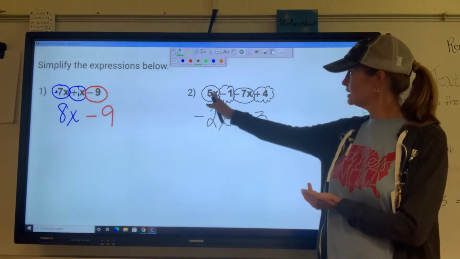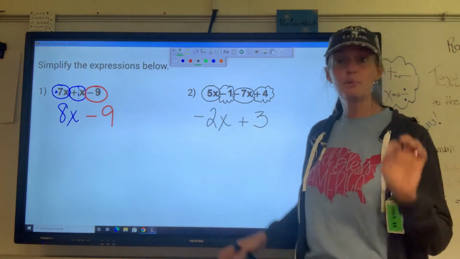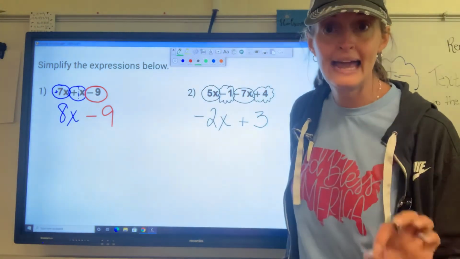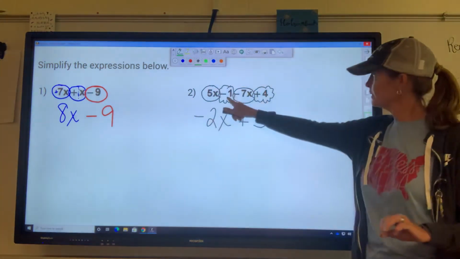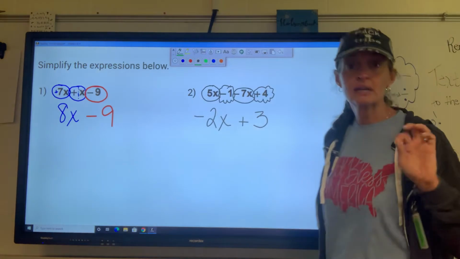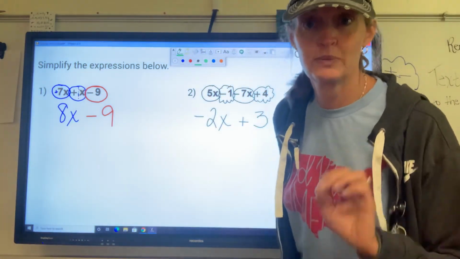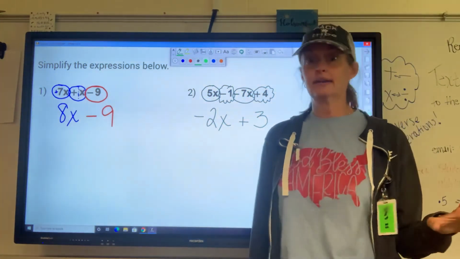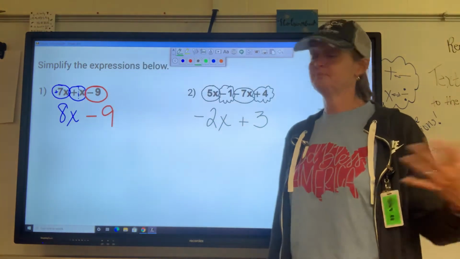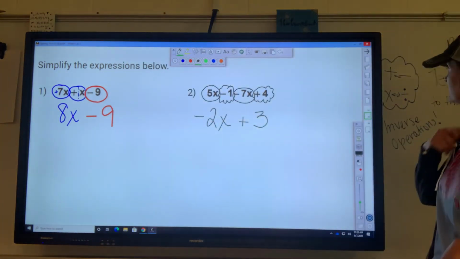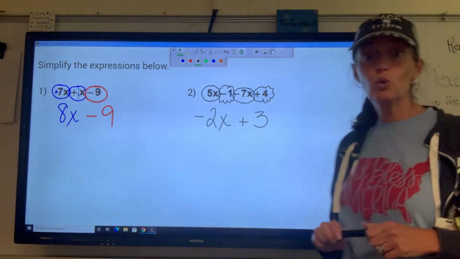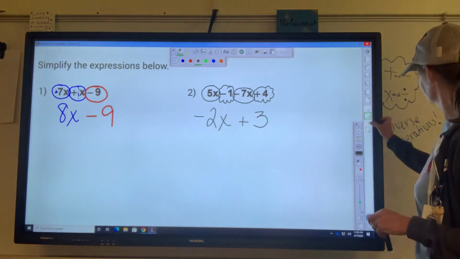What makes these able to go in that pile? They both have a single letter x. Why do I put -1 and 4 in a pile? Because they're both naked numbers, which means they don't have a letter. That's it. All right, what do you think about those? Easy peasy lemon squeezy.